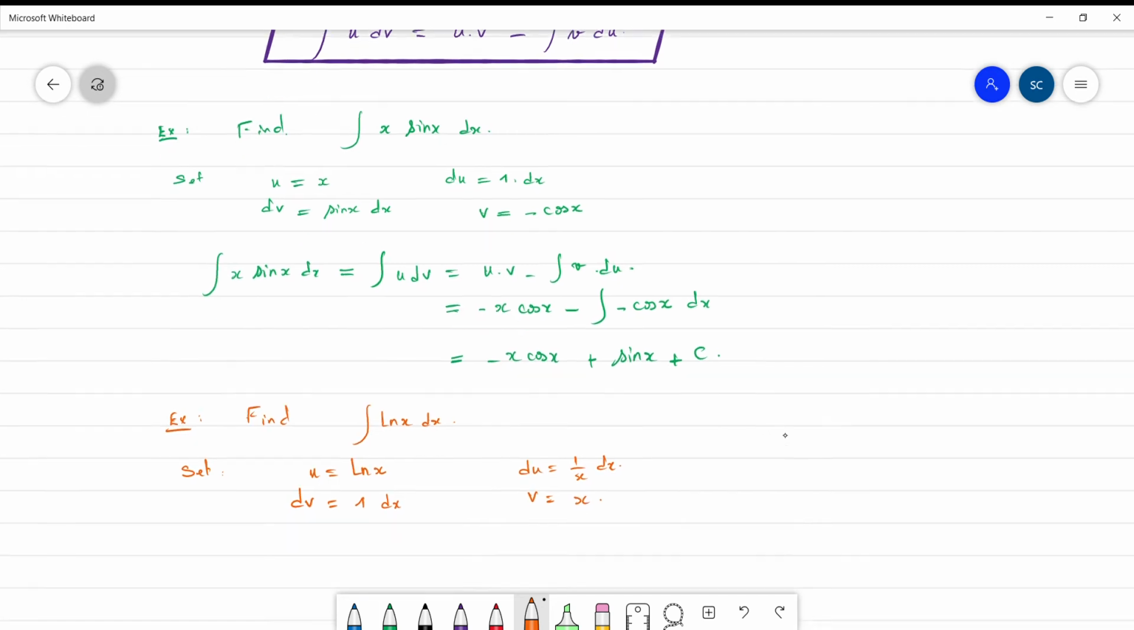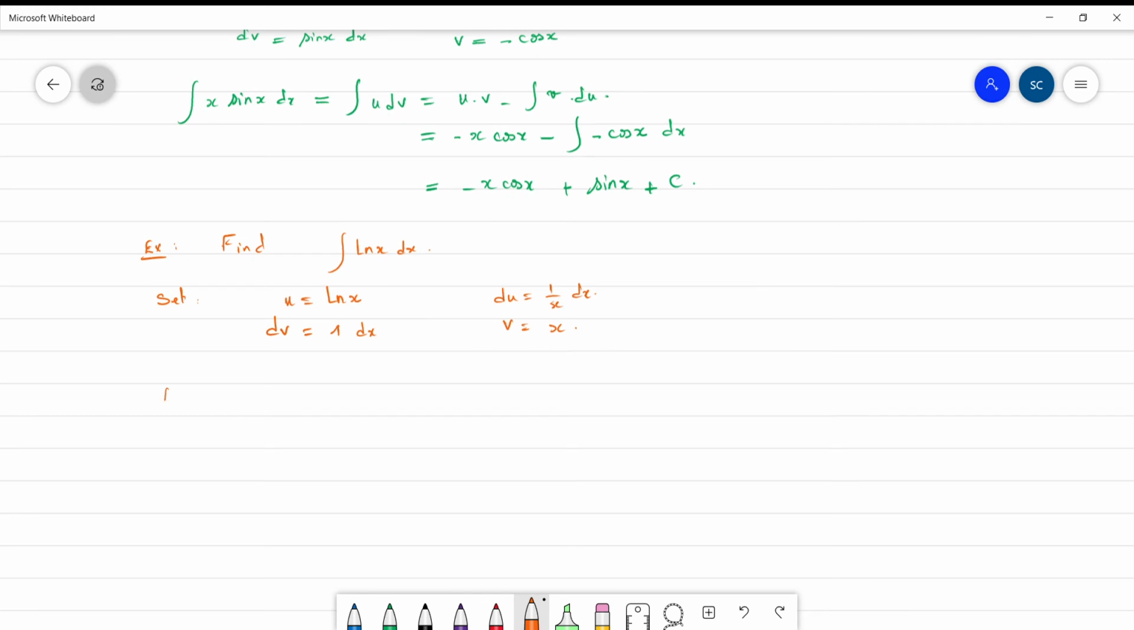Now we come back to the formula. The integral of ln x dx, which is u dv, equals uv minus the integral of v du. So u times v is x ln x, minus the integral of v, which is x, times du, which is 1 over x dx. So we have the integral of 1, and the antiderivative of 1 is x. So it's x ln x minus x plus a constant. So here it is.